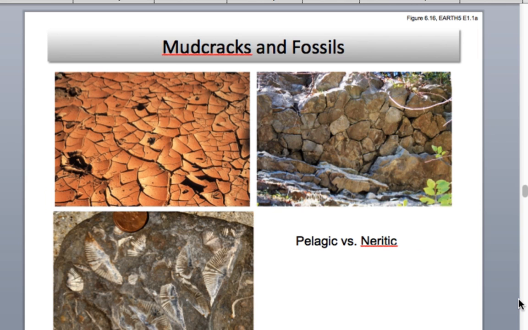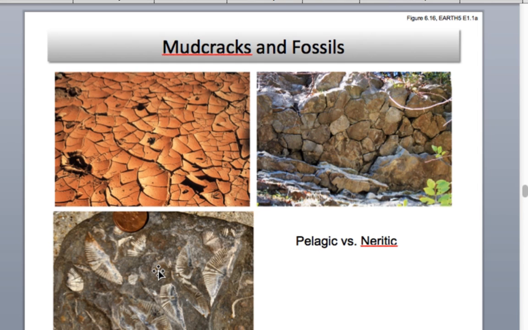And then another surface feature are these mud cracks. These indicate where it's exposed to air, there's evaporation, and you get these mud cracks forming. Here's some old mud cracks right in here.